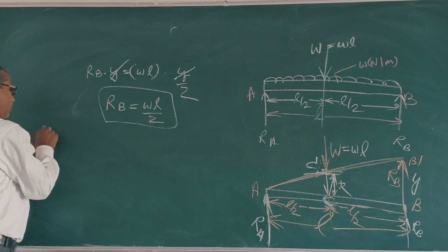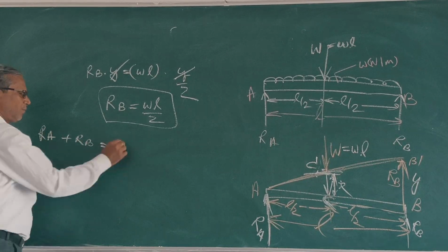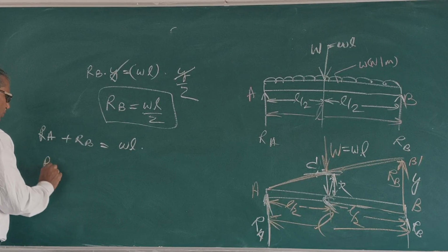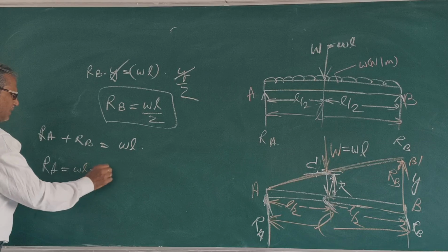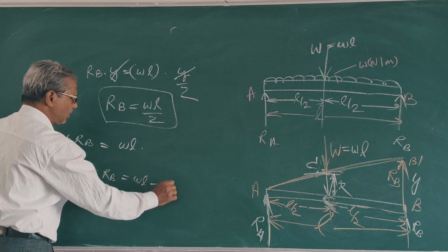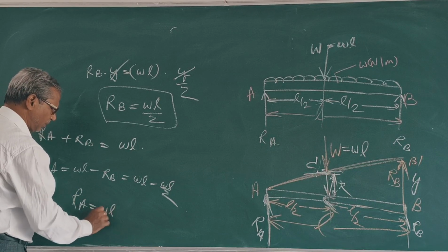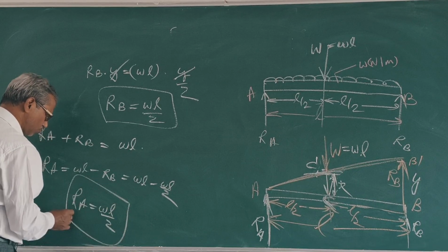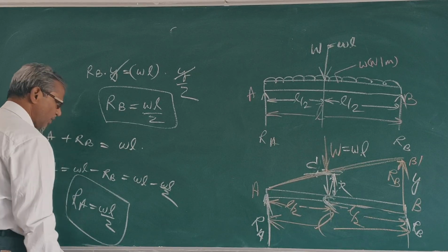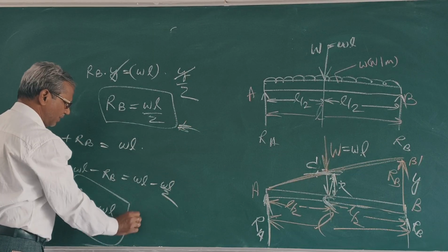Now, what is RA plus RB equal to? w L. Clear? What is RA equal to? w L minus RB, w L minus w L by 2. What is RA equal to? w L by 2. Right? This is RB. This is RA.